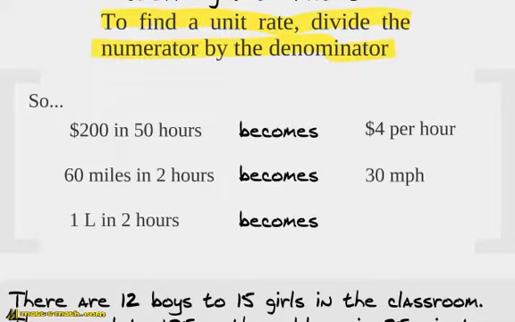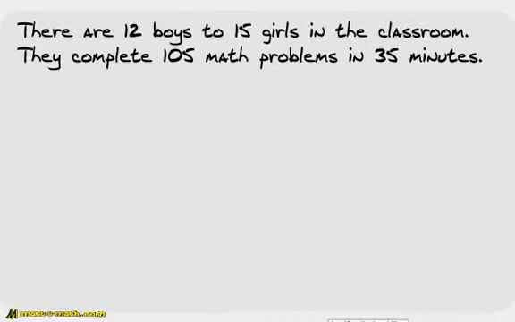And then this one, 1 liter in 2 hours, well, this one's a little different because the numerator is smaller than the denominator. Well, it becomes 1/2, and you just turn it into a decimal. Divide the numerator by the denominator, and bam, you get 0.5 liters per hour. Okay, not too bad. Well, let's do this one.